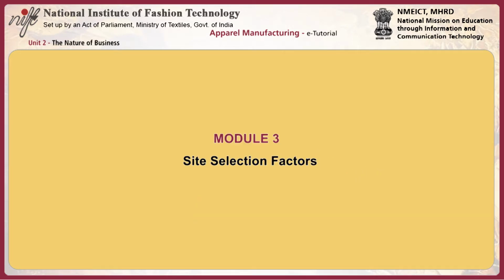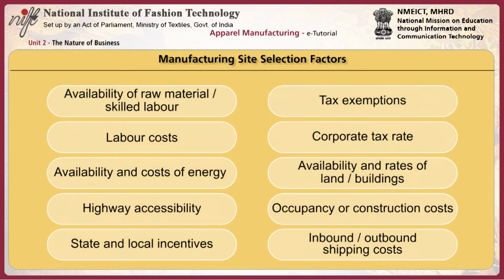Now, let us move on to the importance of selecting an appropriate site for the business and the critical factors that will help determine a suitable location for the enterprise. The top manufacturing site location factors: availability of raw materials, skilled labor, labor cost, availability and cost of energy, highway accessibility, state and local incentives, tax exemptions, corporate tax rate, availability and rates of land and buildings, occupancy or construction cost, inbound and outbound shipping cost.